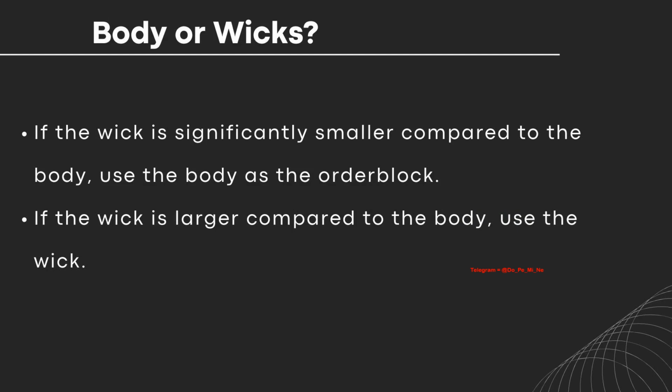So here again, another way of choosing between the body and the wick is by looking at the size of the body and the wick. So if the wick is significantly smaller compared to the body, then you can just use the body as an order block even if price has closed above or below the wick, right? But if the wick is larger compared to the body, then you can include the wick too and use the wick and the body as a whole as an order block.